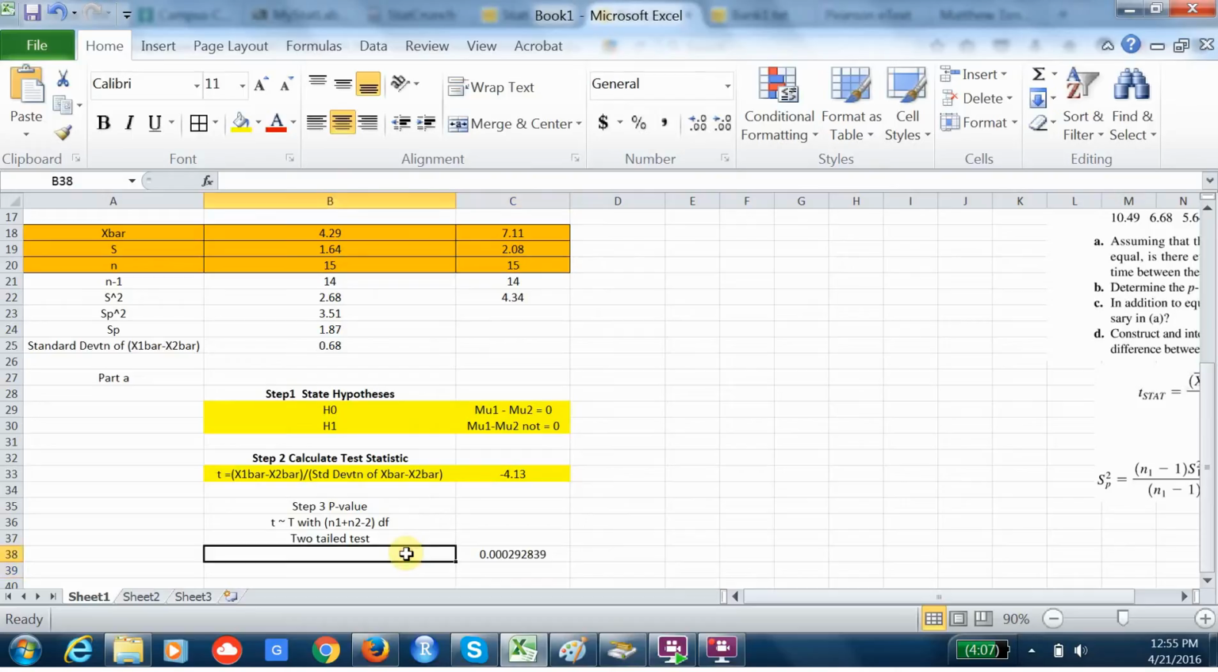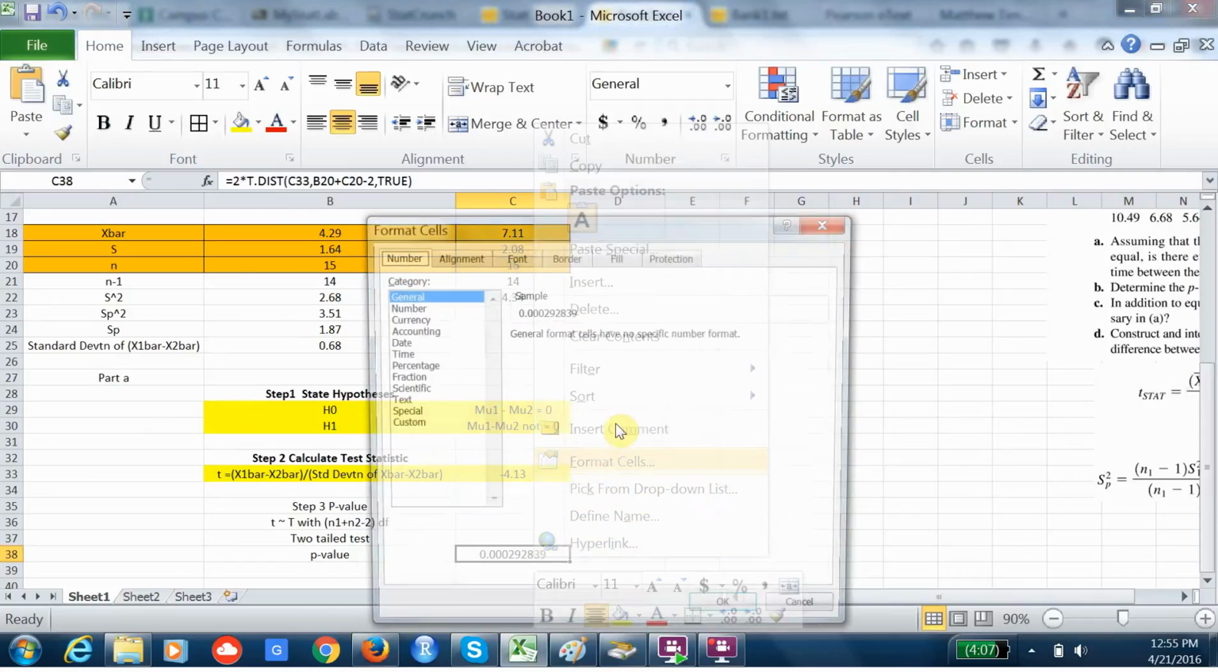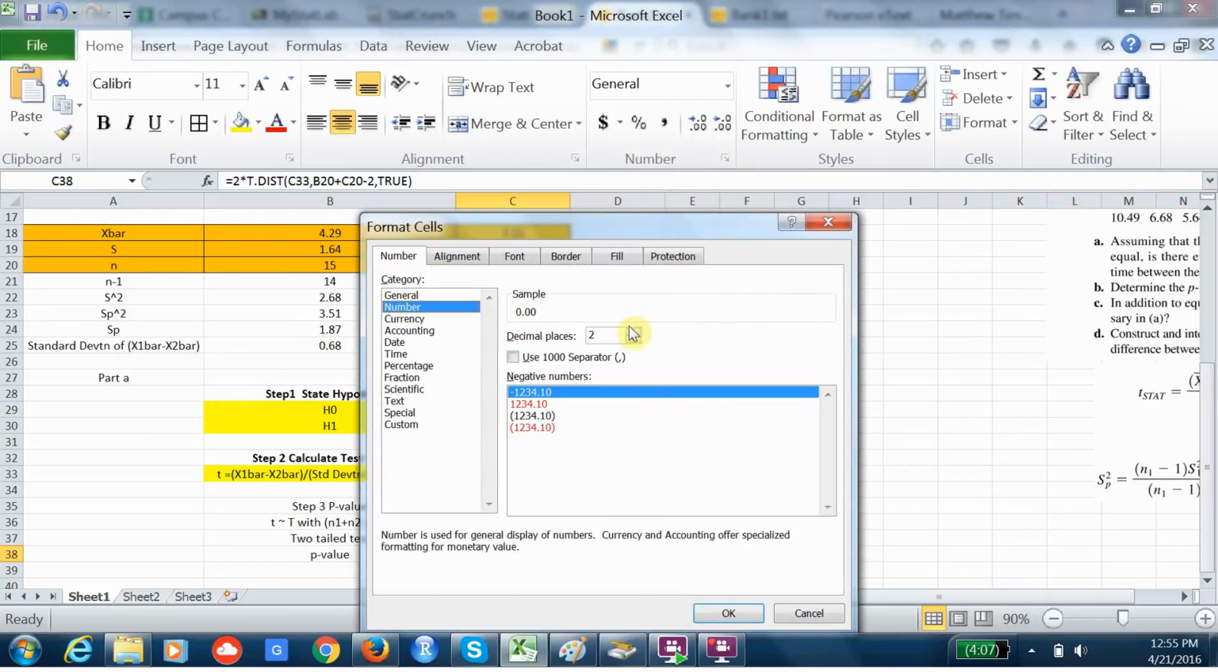So this is my p-value. And it's usually not a bad idea to round this off again so you can see this a little better. I'm going to round this off to 4 decimal places.